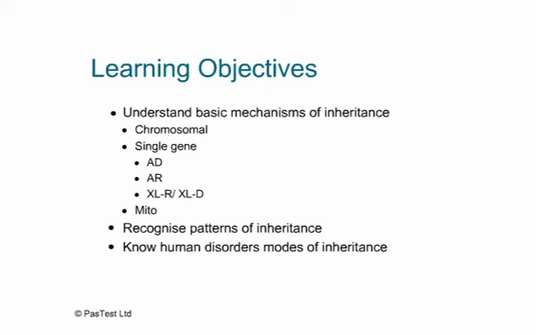So in this lecture we're going to talk about having a basic understanding of the mechanisms of inheritance, which of course are chromosomal, single gene, which can be dominant, recessive on the autosomal chromosomes, or recessive or dominant on the X chromosome, mitochondrial, and it's important to be able to recognise the different patterns of inheritance, and of course know which human disorders are inherited in which manner.